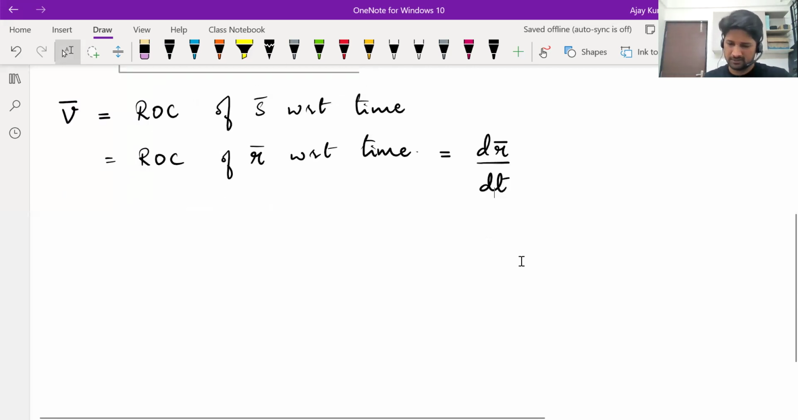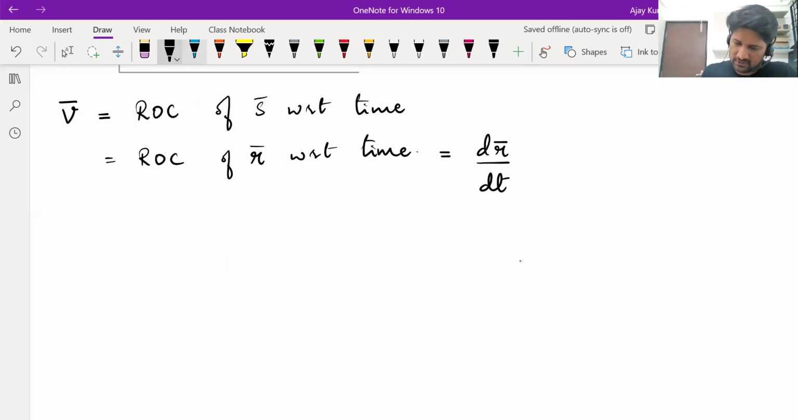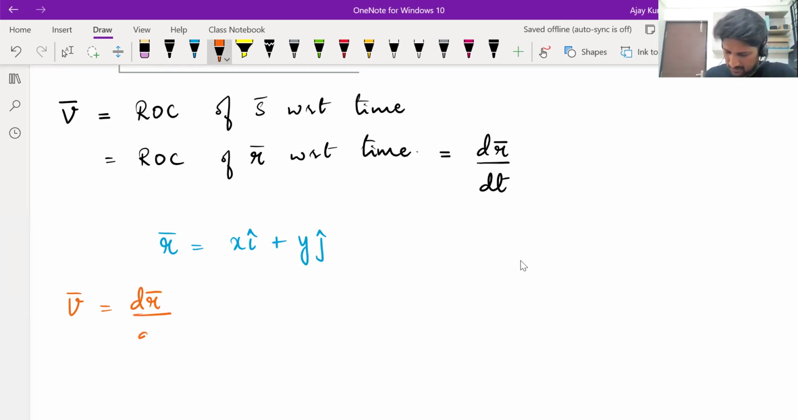Now observe this. Slightly mathematical stuff, but I'll explain the meaning, then it will become clear. Now we have written position vector r as xi cap plus yj cap. Based on the coordinates, we can tell the position vector. And we know that by definition, velocity is derivative of position with respect to time. So you need to differentiate xi cap plus yj cap.